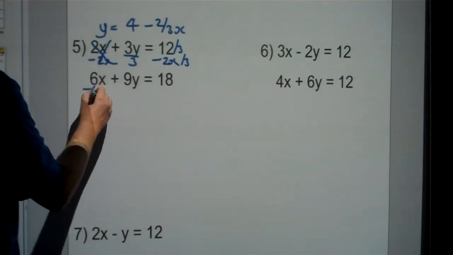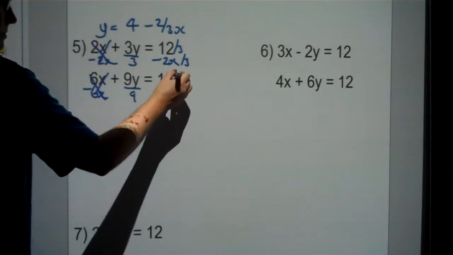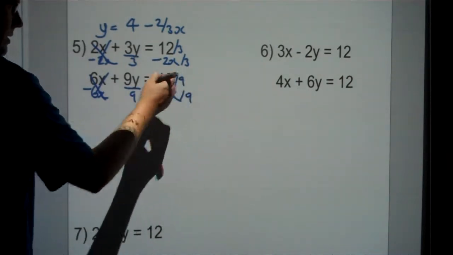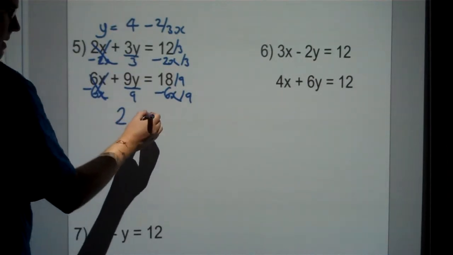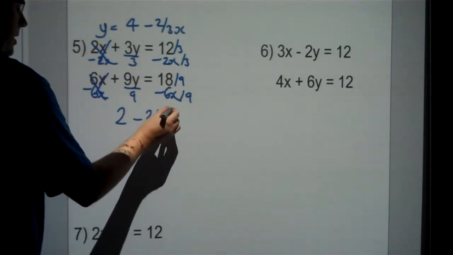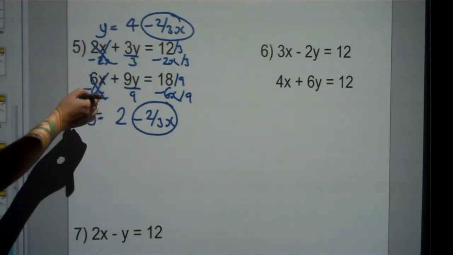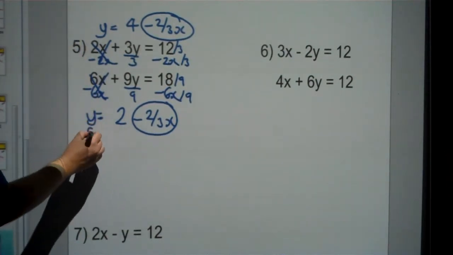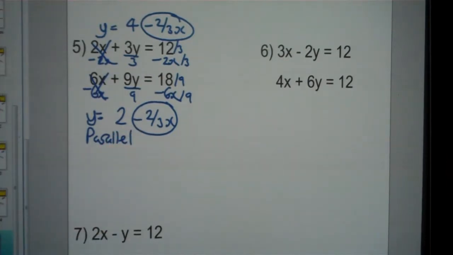Now for this one, if I subtract 6x from both sides, and then divide everything by 9, 18 divided by 9 is 2. Negative 6/9 is the same as negative 2/3, and you can see that we have exactly the same slope for this, so therefore number 5 would be parallel. Do the same thing for number 6.